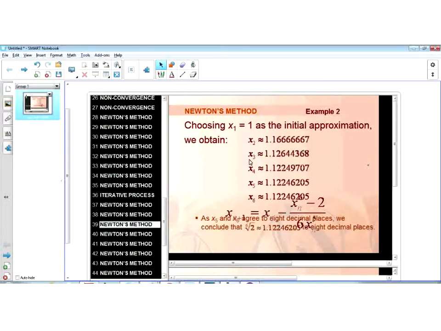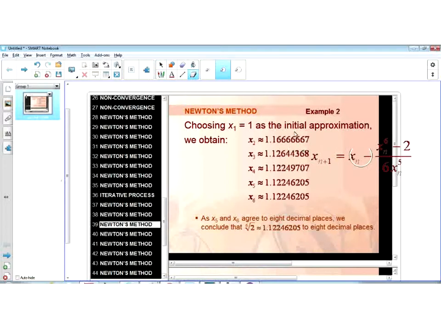Okay, and so using the table of iterations, you see values for x2, x3, x4, x5, and x6, and so forth. And if you see the difference between x5 and x6, they're almost the same. They match to 8 decimal places.